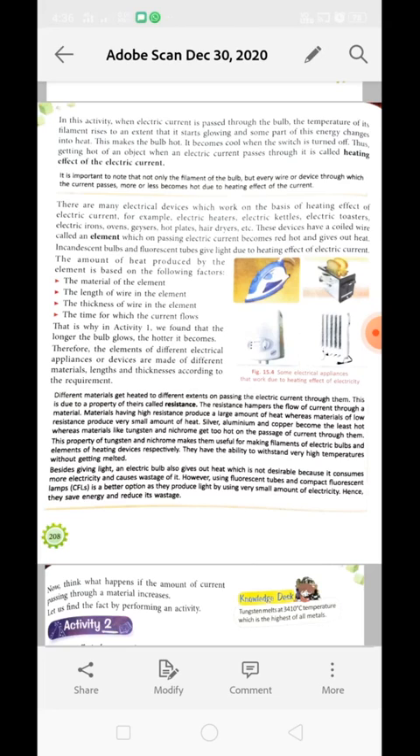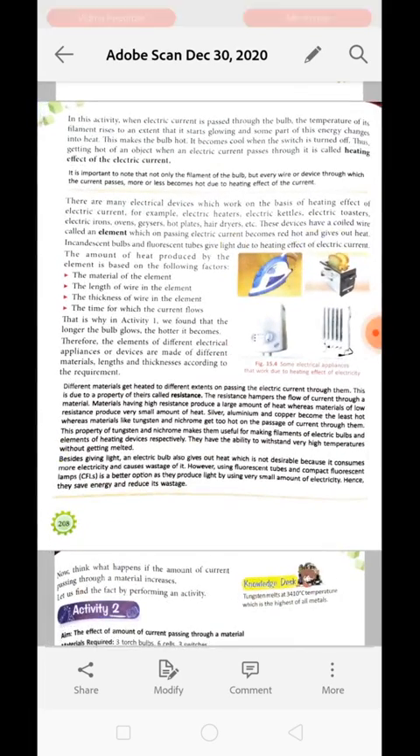Materials having high resistance produce a large amount of heat, whereas materials of low resistance produce a very small amount of heat. Silver, aluminium and copper become the least hot, whereas materials like tungsten and nichrome get very hot on the passage of electric current. That is why we use tungsten in the bulb filament.